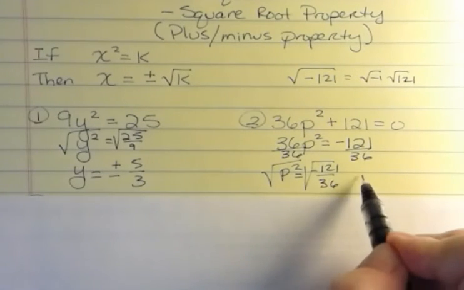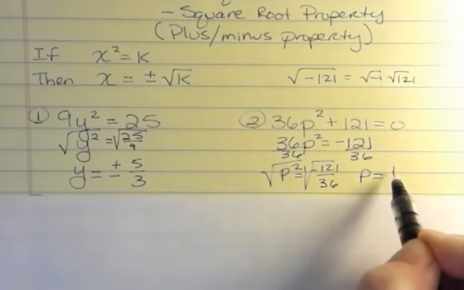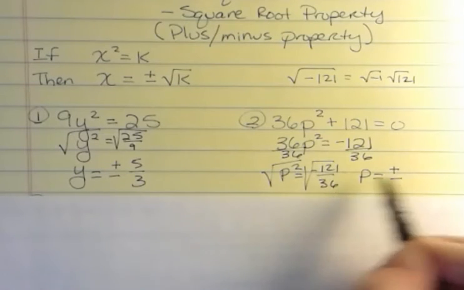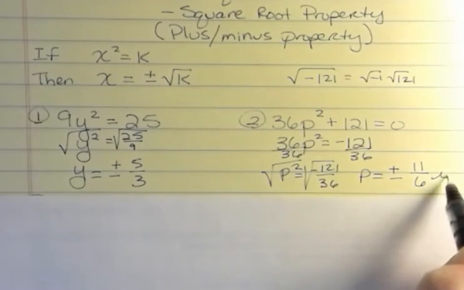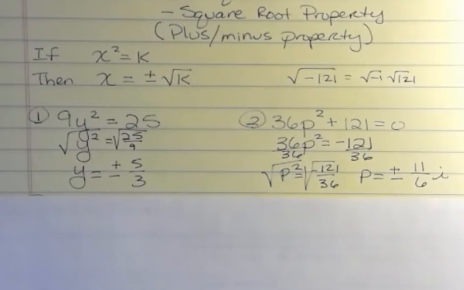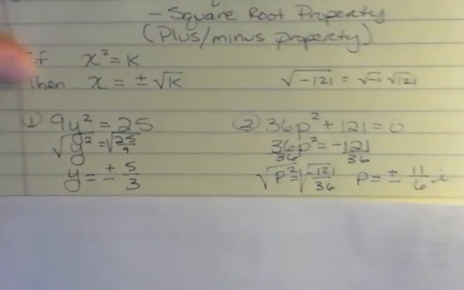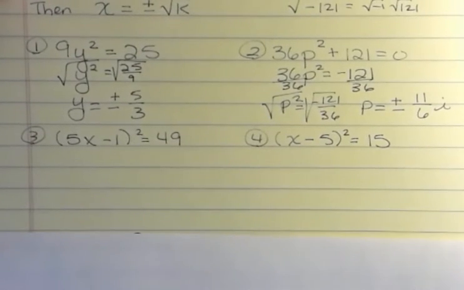So I get p equals plus or minus. The square root of 121 is 11. The square root of 36 is 6, but I have an i because it's a negative, so I have plus and minus 11/6 i. Okay, what about if we have a binomial squared?